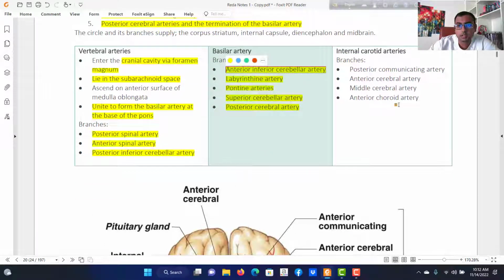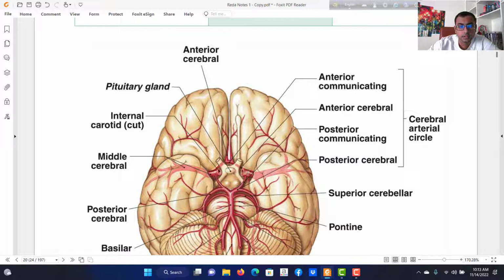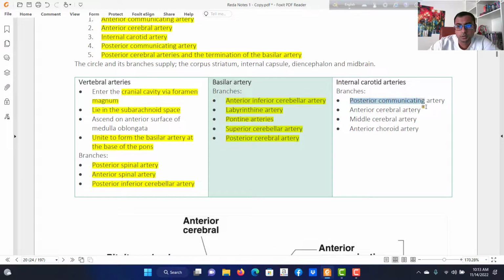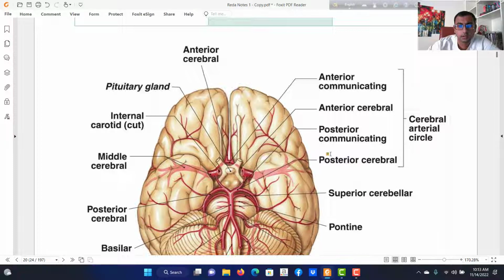And the internal carotid artery, you can see it in this region. It has some branches: the posterior communicating artery, anterior cerebral, middle cerebral, and anterior choroidal, which supplies the ventricular system where CSF is formed. That system is supplied by the anterior choroidal artery.